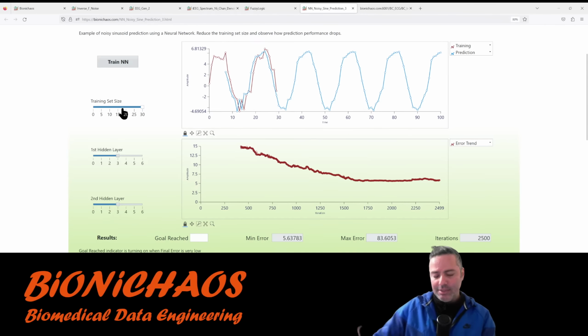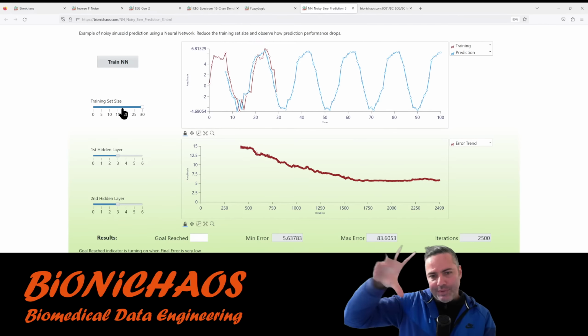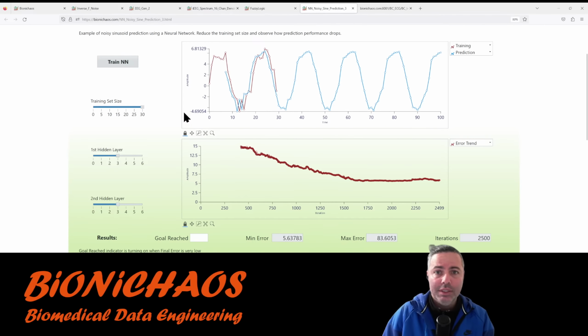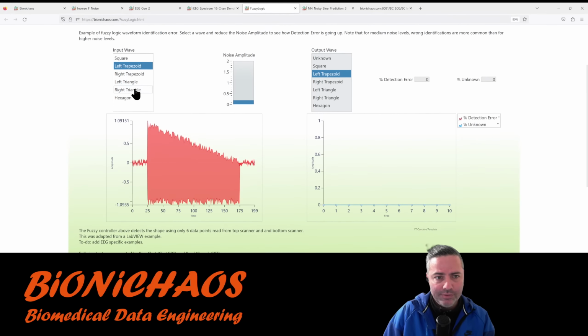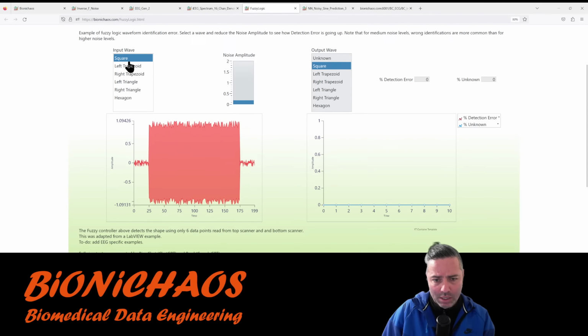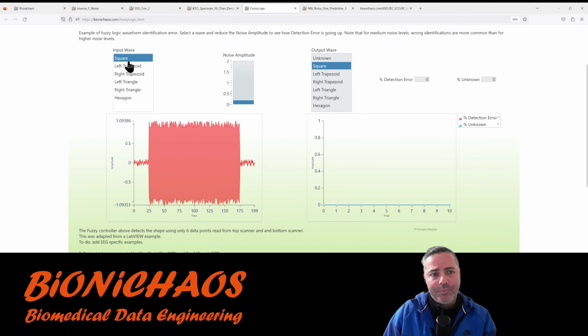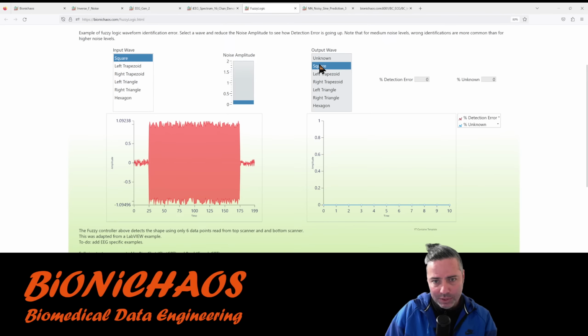Is it important for it to be deterministic? Say every time you see a certain signal, it will detect it with a certain error margin. If you wanted to do that, fuzzy logic would probably be a way to go. This is just an example where you have an input wave going through an algorithm, and it's detecting that the input is square and the output is square.